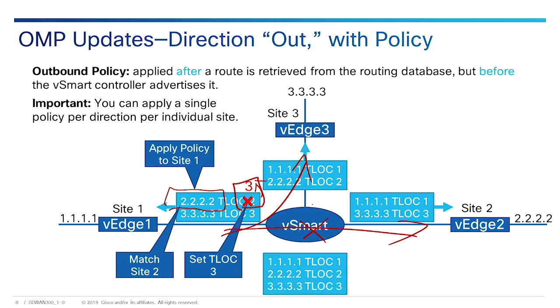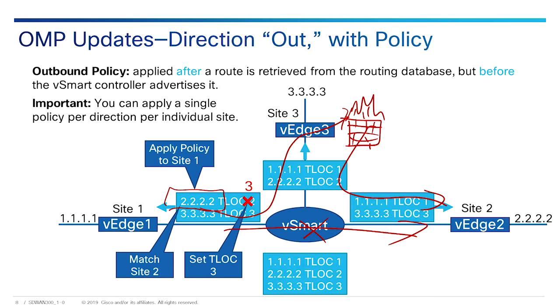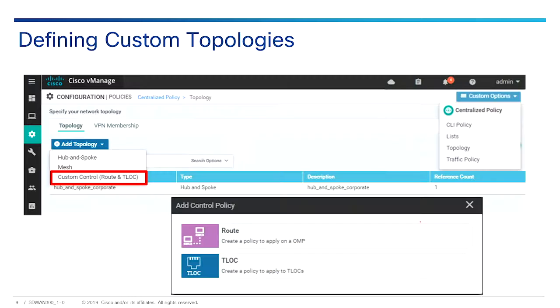Okay? So let's say we have a firewall here. It's on fire. And we want to route all traffic through the firewall and then back down. The way we would do that is with a service insertion and an outbound policy change. Okay? So how do we do this?